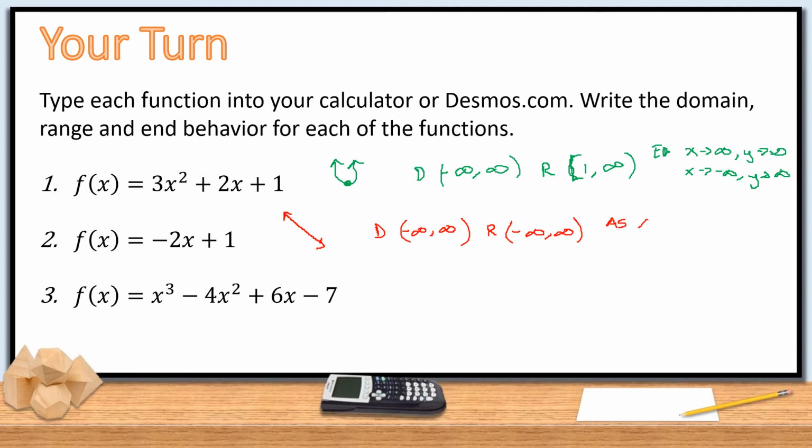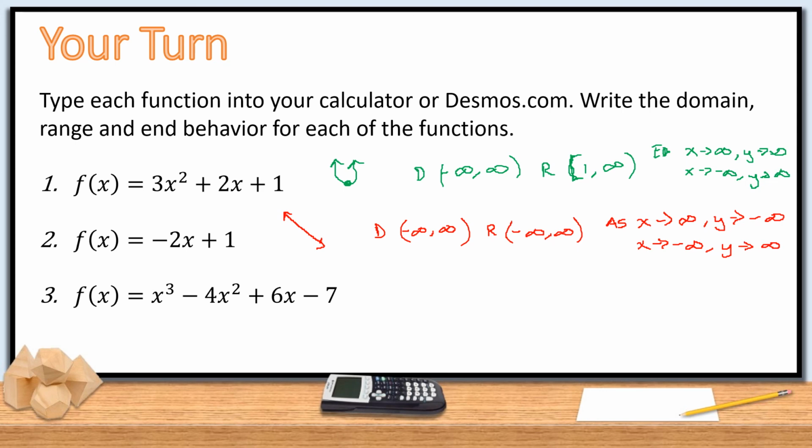So as x goes towards positive infinity, what's happening? It's going down. So as x goes towards positive infinity, y goes towards negative infinity. As x goes towards negative infinity, y goes towards positive infinity. So they are kind of the opposite of each other.